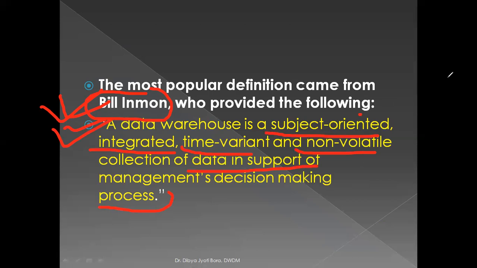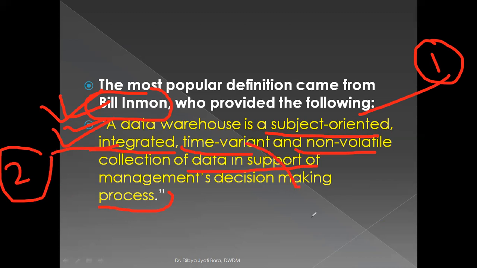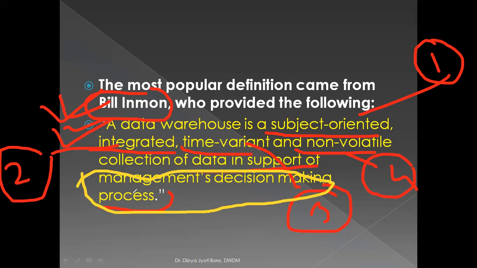First, subject oriented. Second, integrated. Third, time variant. Fourth, non-volatile collection of data in support of যিহৰ কাৰণে আমি data warehouse to use কৰো, that is management decision making process. Now we will discuss each of these properties, that is subject oriented, integrated, time variant, non-volatile, in details one by one.